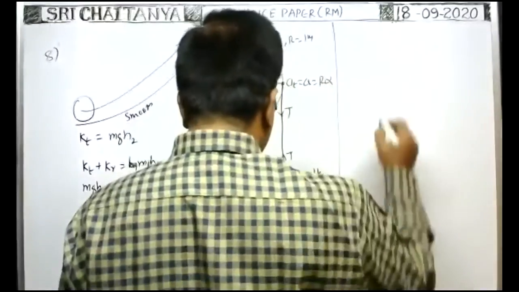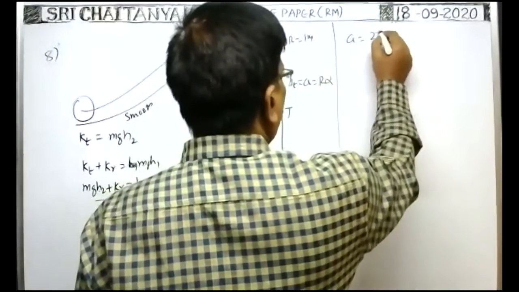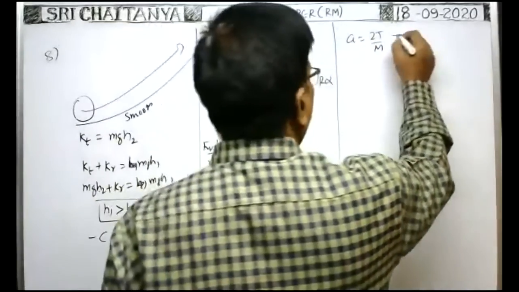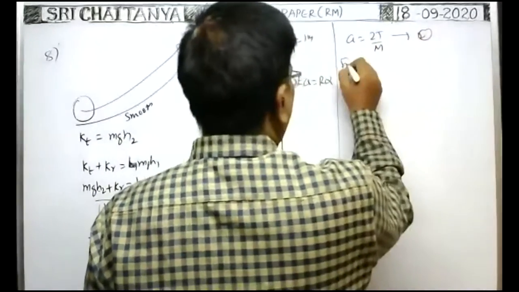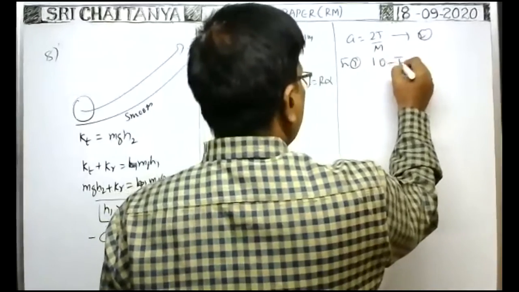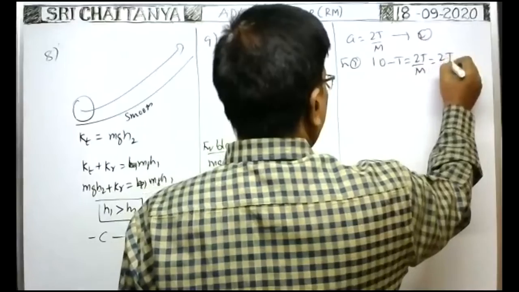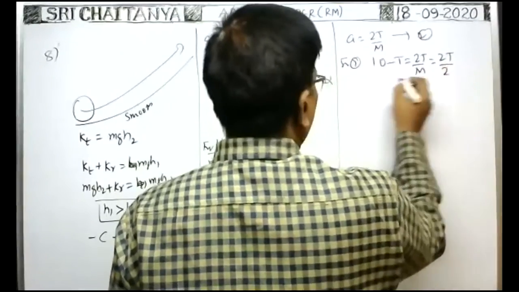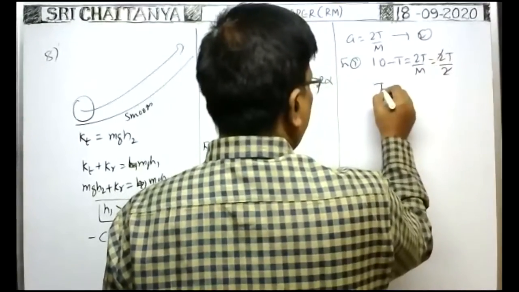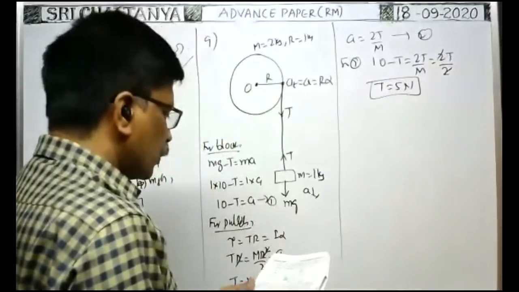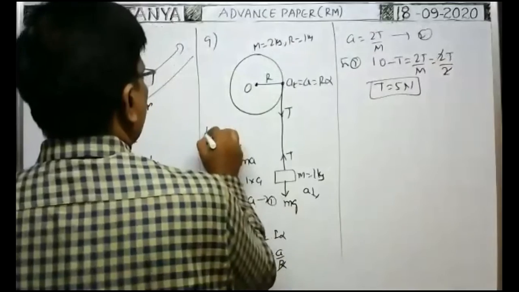Therefore, from this, a is equal to 2T by M. Now we substitute this value, a is equal to 2T by M, in equation 1. So from 1, 10 minus T is equal to a, which means 2T by M. That is 2T by M, where M is 2 kg, so 2 cancels. Therefore, T is equal to 5 Newton. Tension of the string is equal to 5 Newton. So option A is correct.